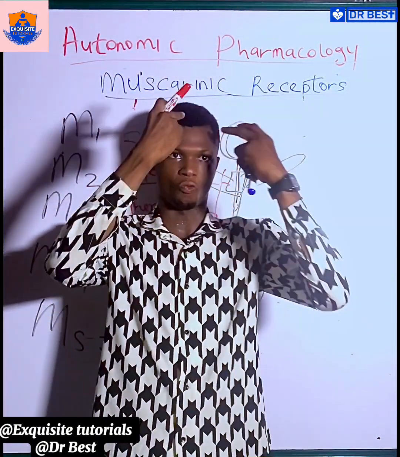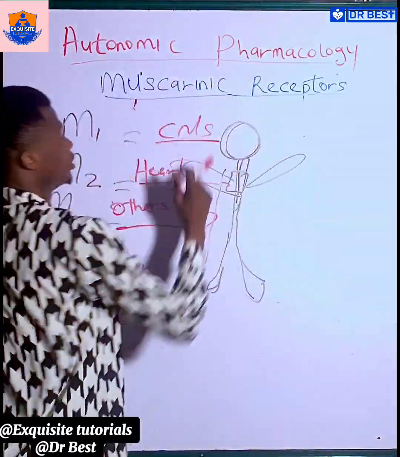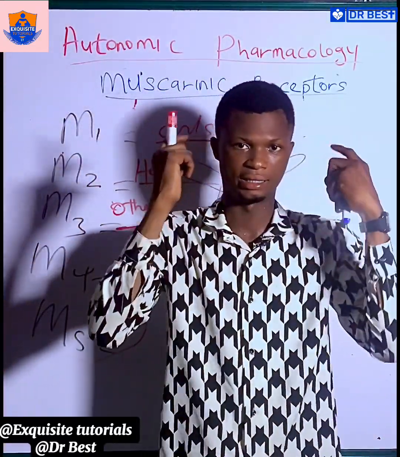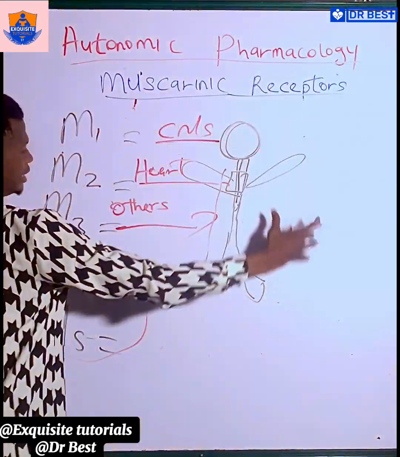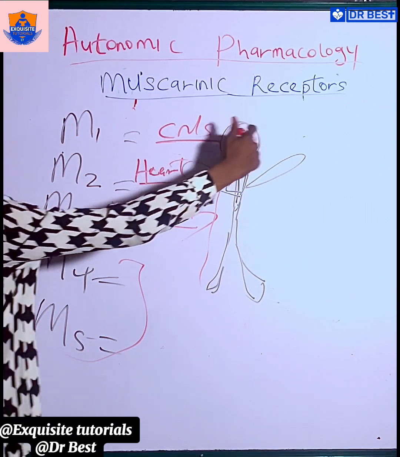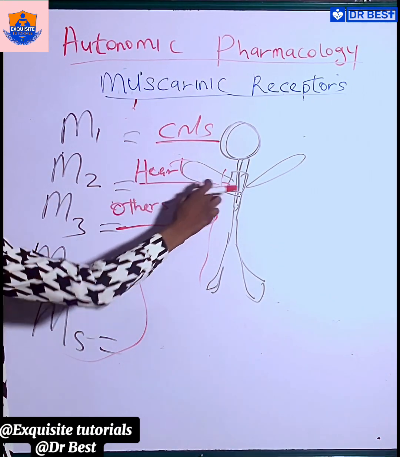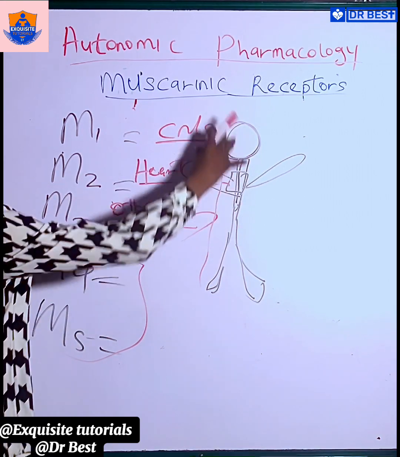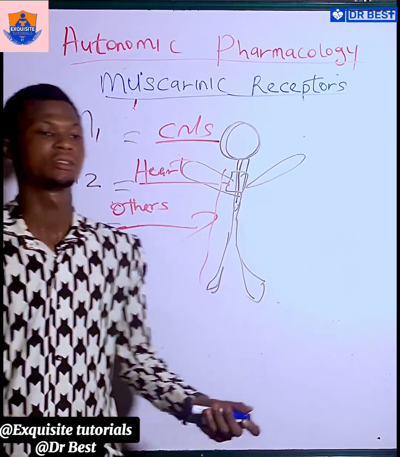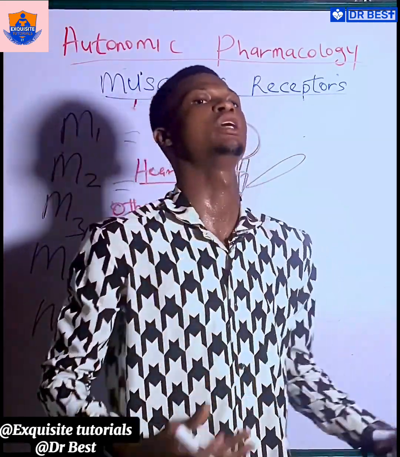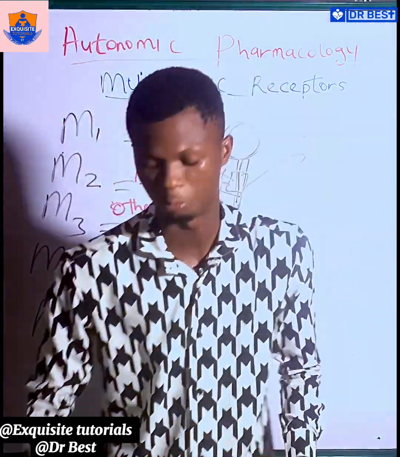Remember, this is your body. So from up, 1, 2, 3 all over your body. 1, CNS. 2, heart. 3, other parts of your body. So M1 receptors are found in the central nervous system, M2 receptors are found in the heart, and M3 receptors are found in other parts of the body. Now let's look at the effect of stimulation of muscarinic receptors in various parts of the body.